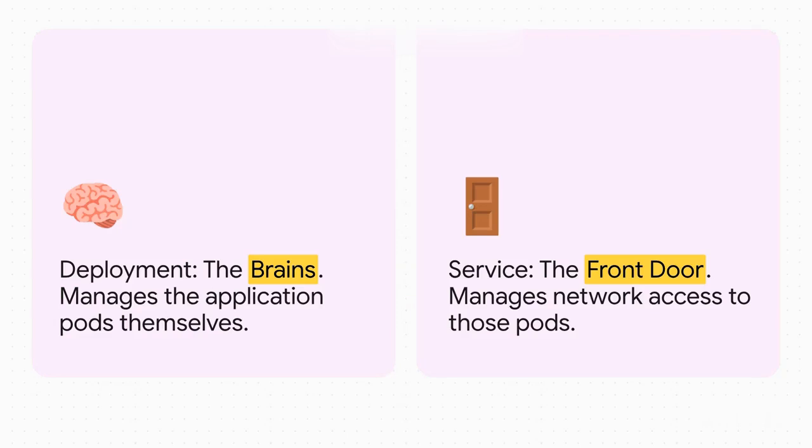So let's just lock this in. The deployment, that's the brains. It's all about what to run and how many. The service, that's the front door. It's all about how to actually get to those running pods. To run an app that people can actually use, you're always going to need both.